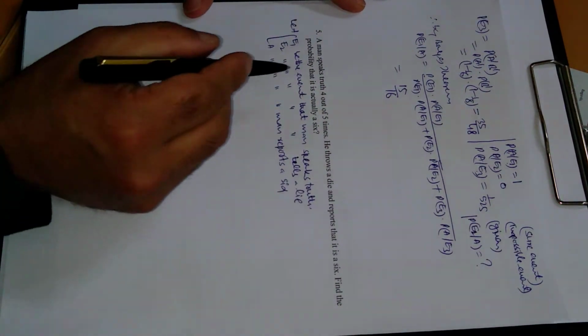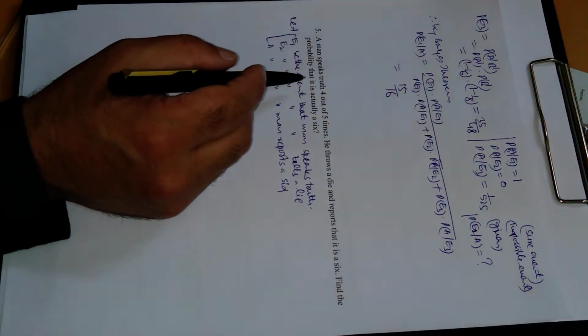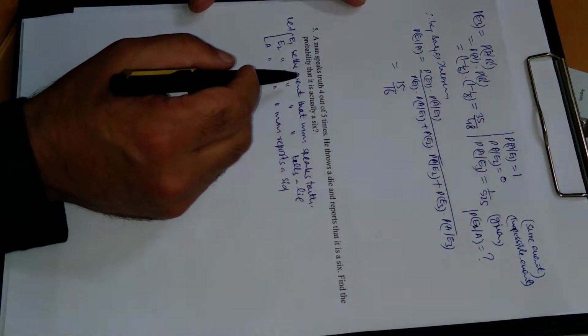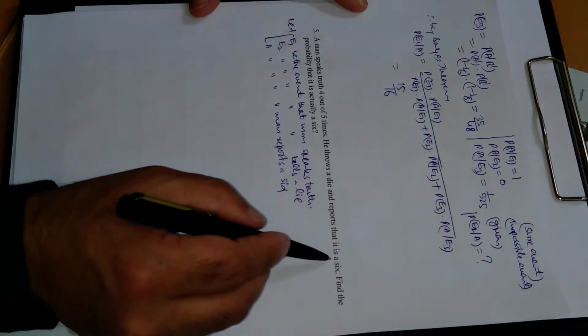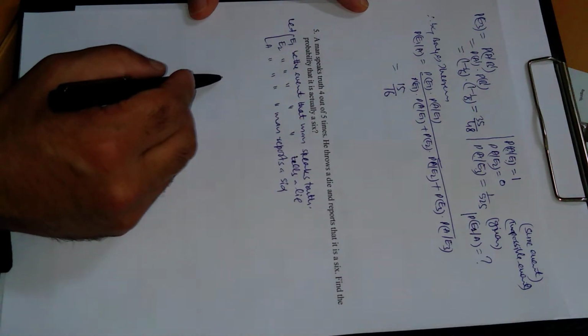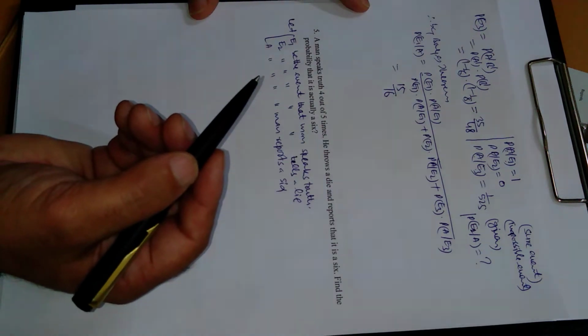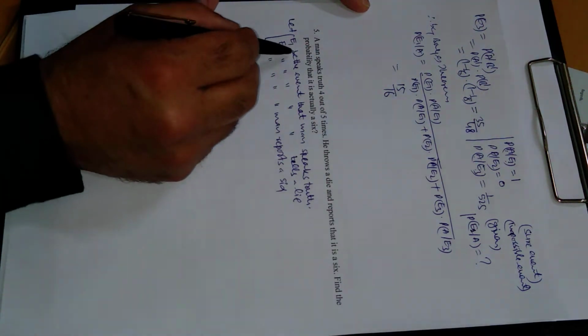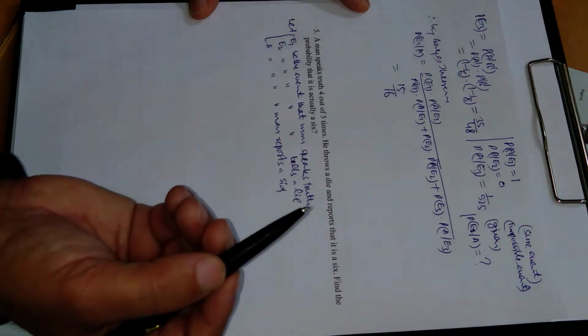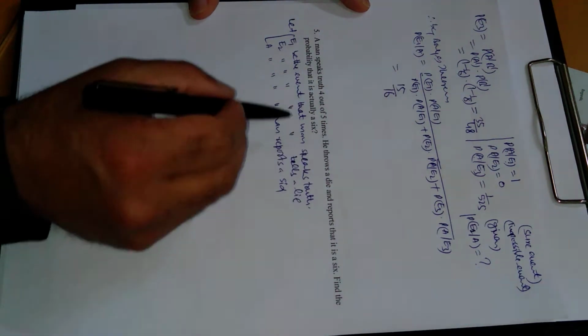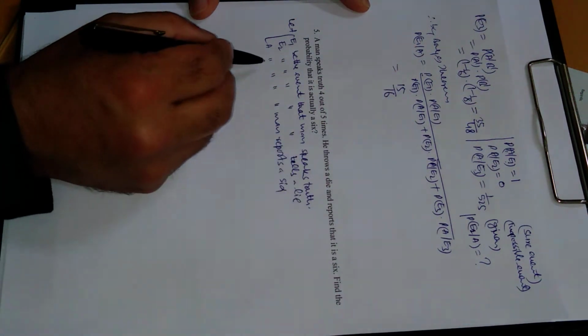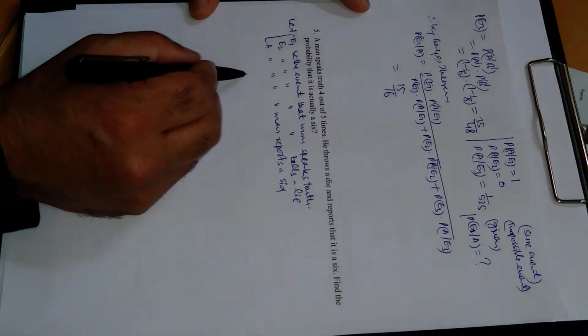Now the fifth question is: a man speaks the truth 4 out of 5 times. He throws a die and reports that it is a 6. Find the probability that it is actually a 6. So let's first of all identify the events. Let E1 be the event that the man speaks the truth. Though 2 options are there, either he speaks the truth or tells a lie. E2 be the event that he tells a lie, and A be the event that he reports a 6.